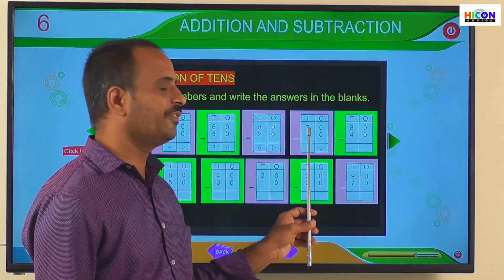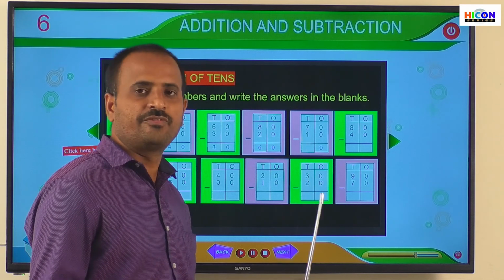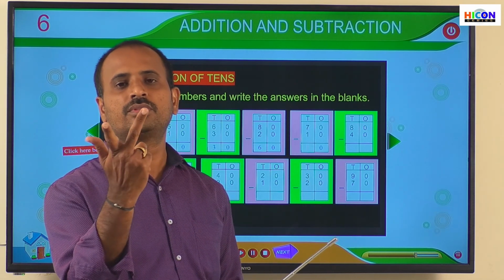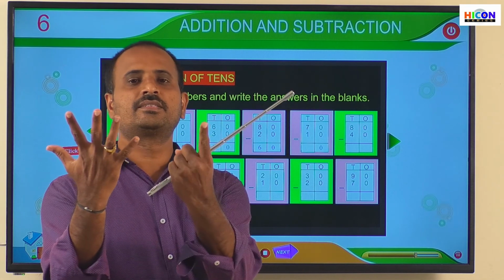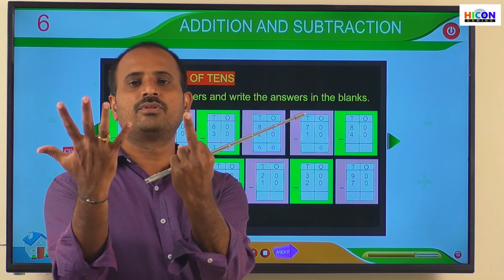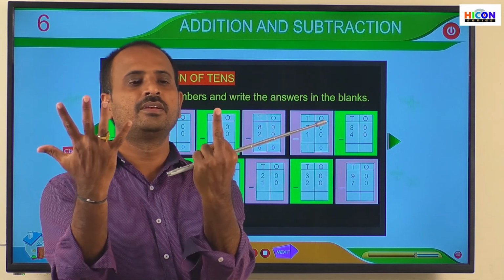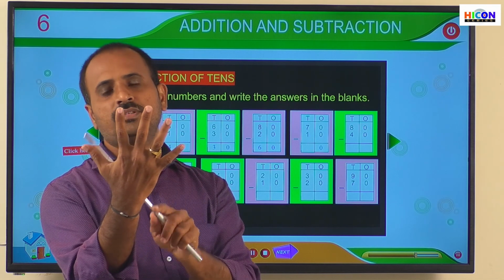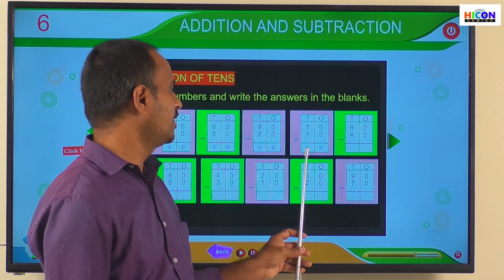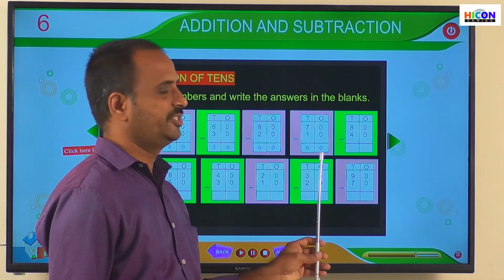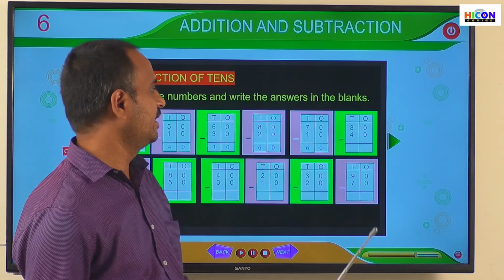So open 7 fingers and close 1 finger. So among 7 fingers, 1, 2, 3, 4, 5, 6, 7. So among these 7 fingers, close 1 finger. So I have closed 1 finger. How many fingers are there? That is 1, 2, 3, 4, 5, 6. So there are remaining 6 fingers. So write 6 under tens place. Answer is 60. So go to the next one here.